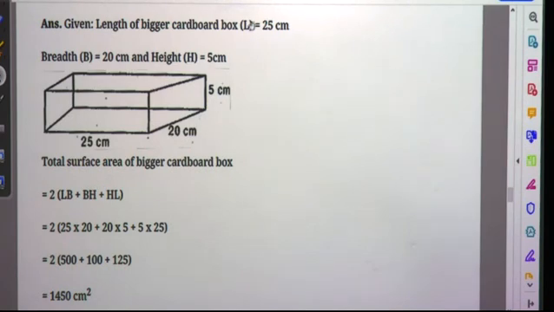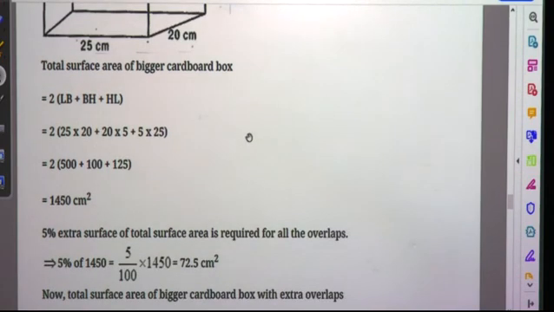Now, here capital L, capital B, capital H are denoted for the length, breadth and height. So, it is LB plus BH plus HL. 2 in bracket 25 into 20 plus 20 into 5 plus 5 into 25. So, 2 in bracket 500 plus 100 plus 125, it is 1450 centimeter square. What is that? Total surface area of bigger cardboard box.